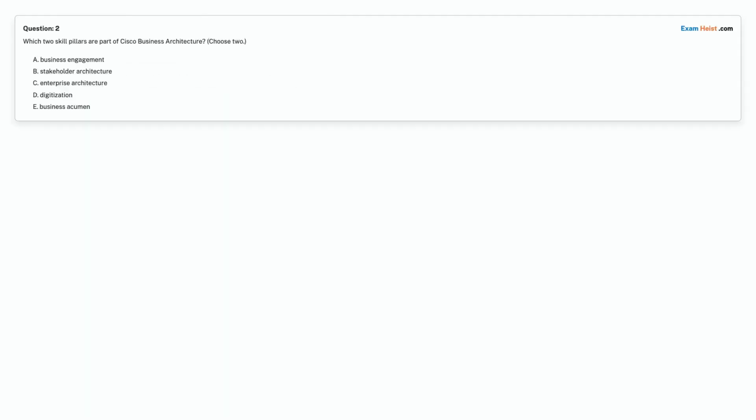Question 2. Which two skill pillars are part of Cisco business architecture? Choose 2. Option A. Business engagement. Option B. Stakeholder architecture. Option C. Enterprise architecture. Option D. Digitization. Option E. Business acumen. Choose the correct answer.